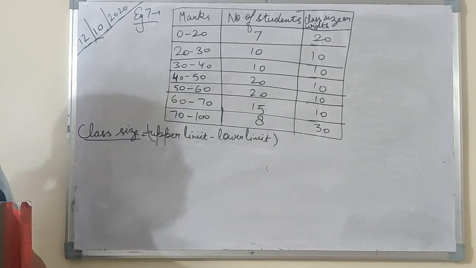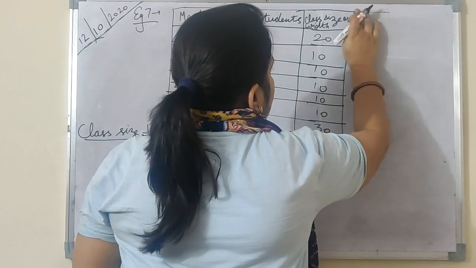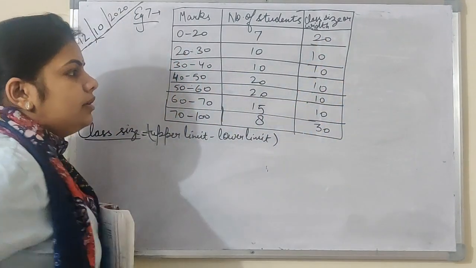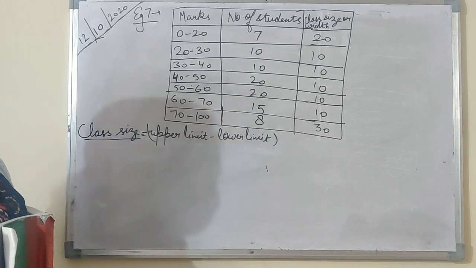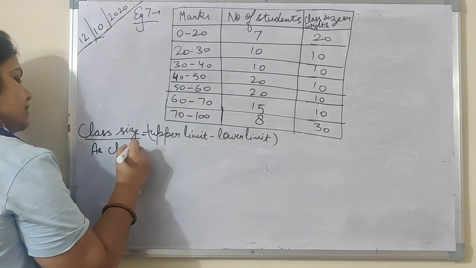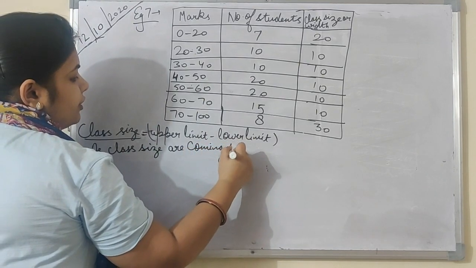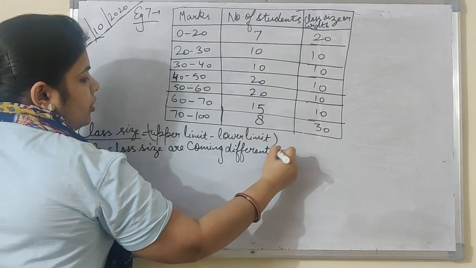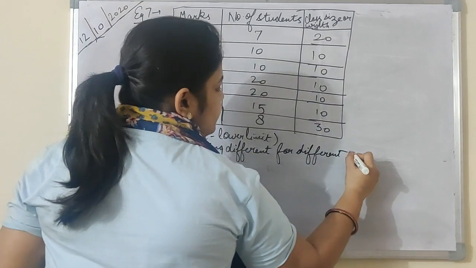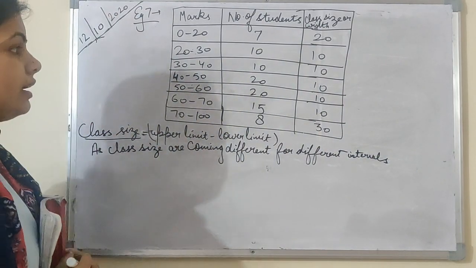Now, after finding class size or width, what will you be finding? As you will observe here, after finding class size, the class sizes are coming different for different intervals. That means we will write here: class sizes are coming different for different intervals. So that's why there is a need of making a new table.